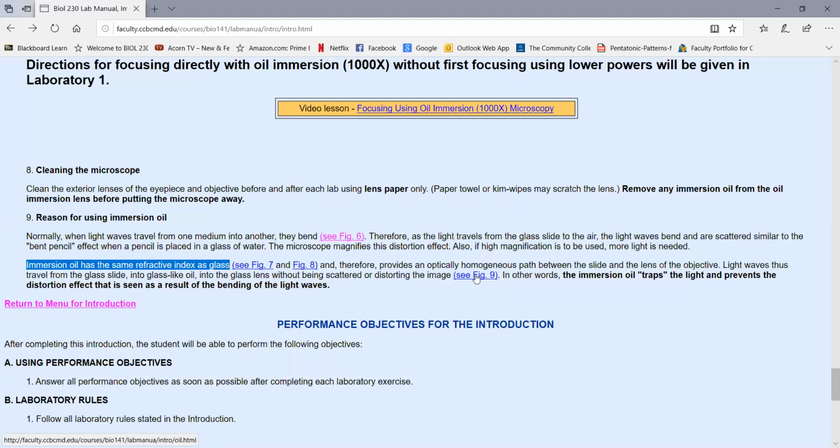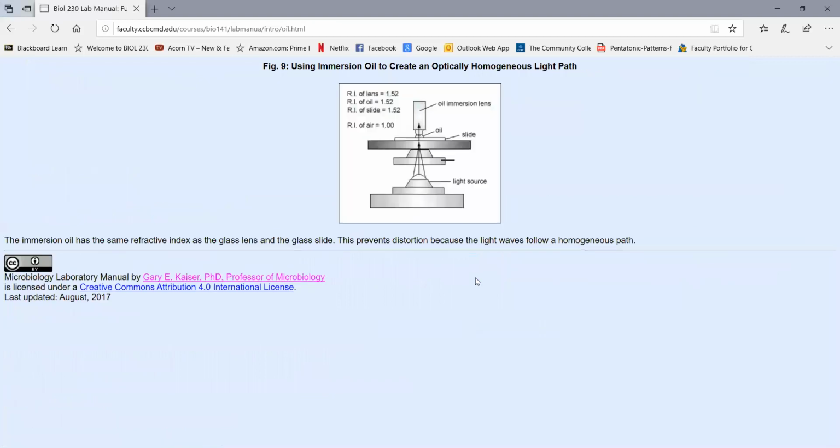And we can get that idea in figure 9 here. So if we were using a lens without oil, if that drop of oil was missing, then as the light hit the glass and then hit air, it would bend. And that bending of the light when it goes from glass into air would cause a distortion of the image. Now again, at low power, we can't detect that, but at 1,000 magnification, it makes the image blurry.